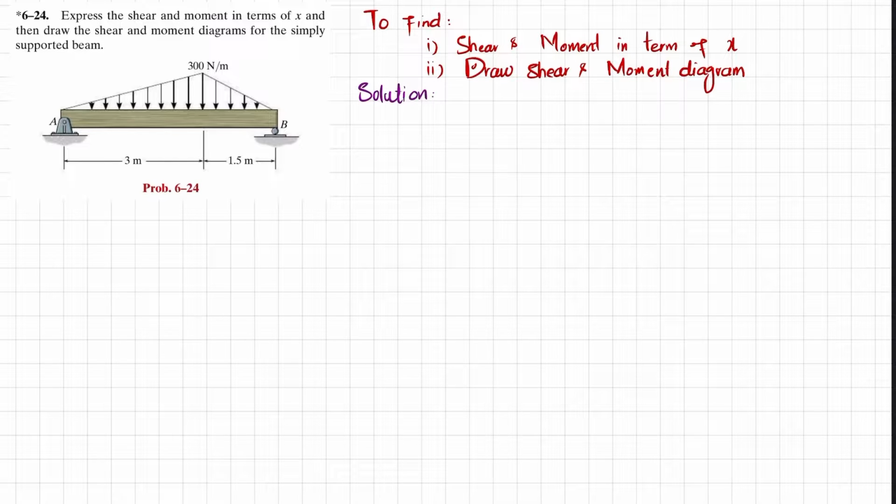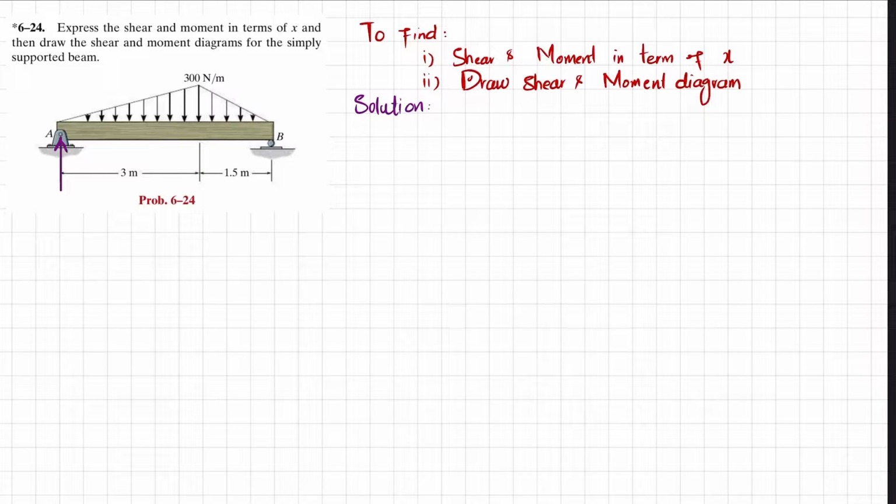The first step is that if we remove the support at point A, definitely you will have a reaction force, represented as Ay. Similarly, if you remove the support at point B, there will be a reaction force By. We will find this Ay and By by using the equilibrium conditions.